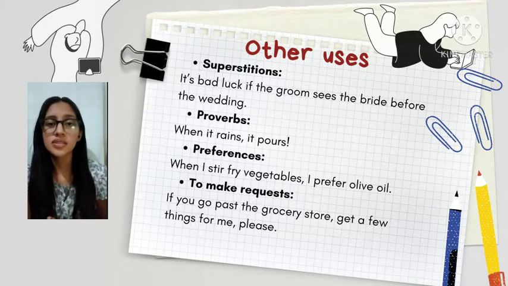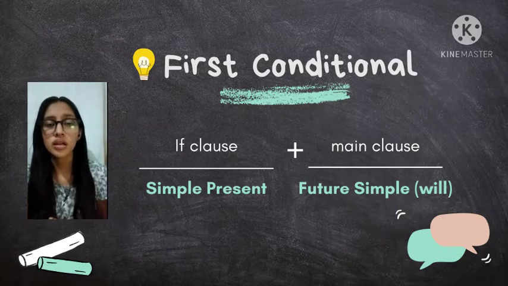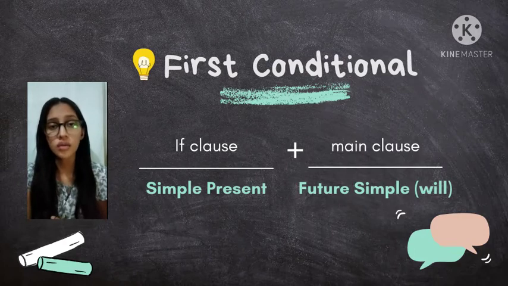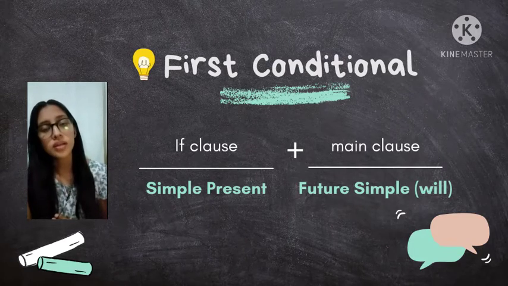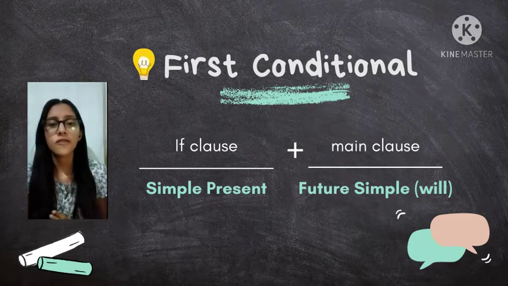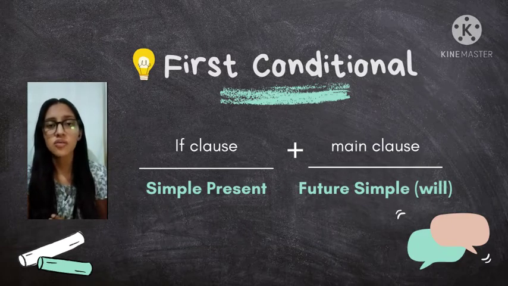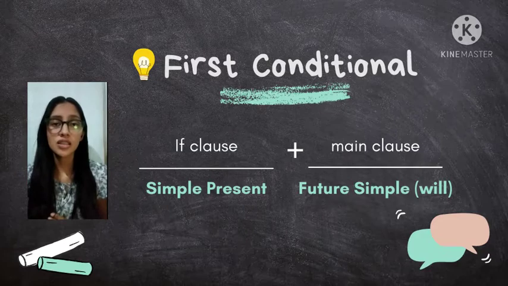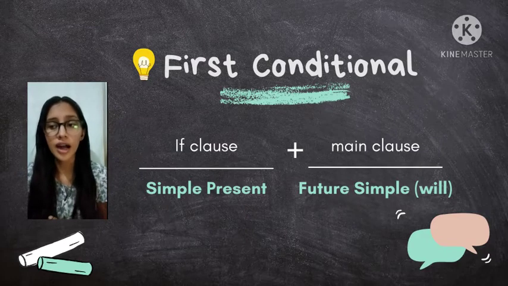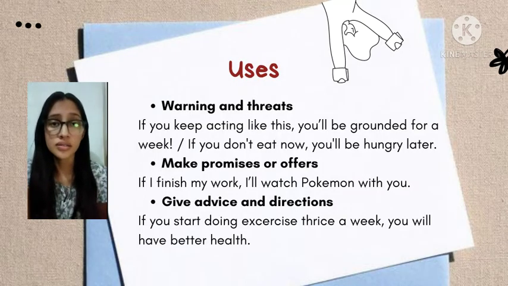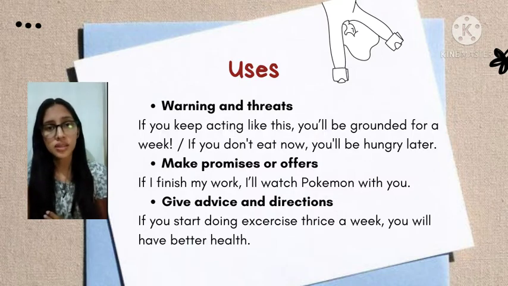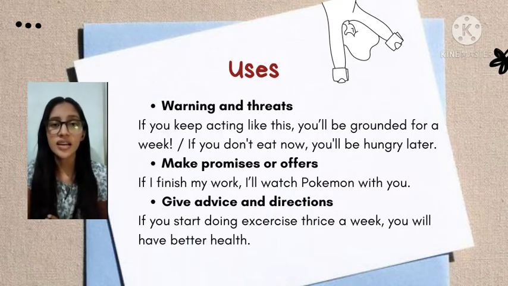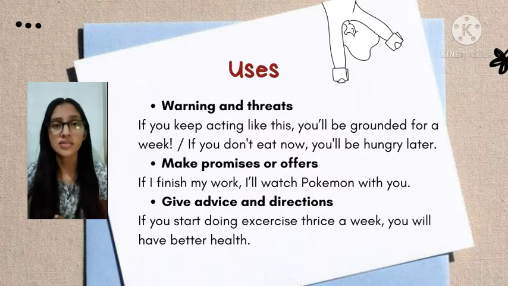Now the first type conditional is also called the probable future conditional because it is useful to talk about events that might happen in the future. We use the simple present tense in the dependent clause, and in the main clause we use will or the future simple. The uses of the first type conditional are to talk about warnings and threats, to make promises or offers, and to give advice and directions.